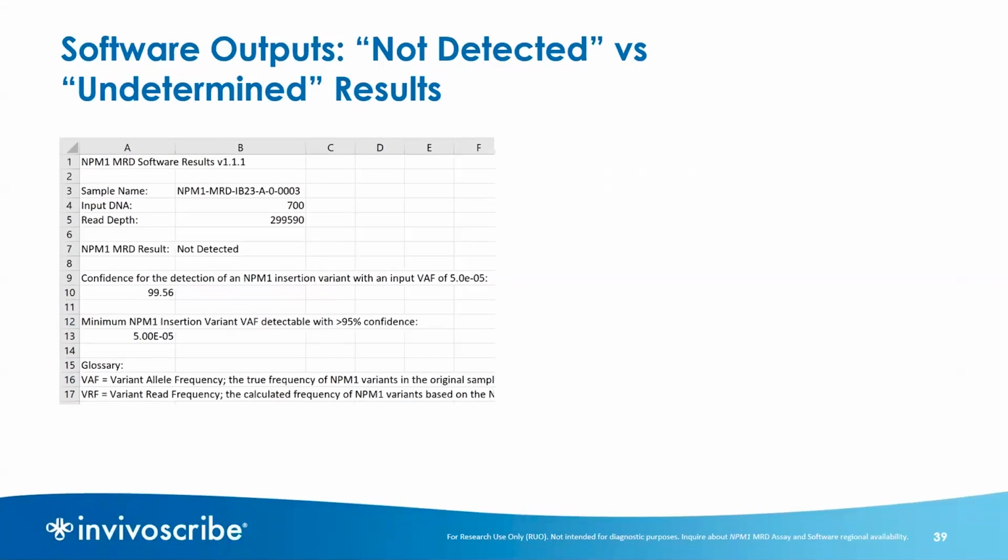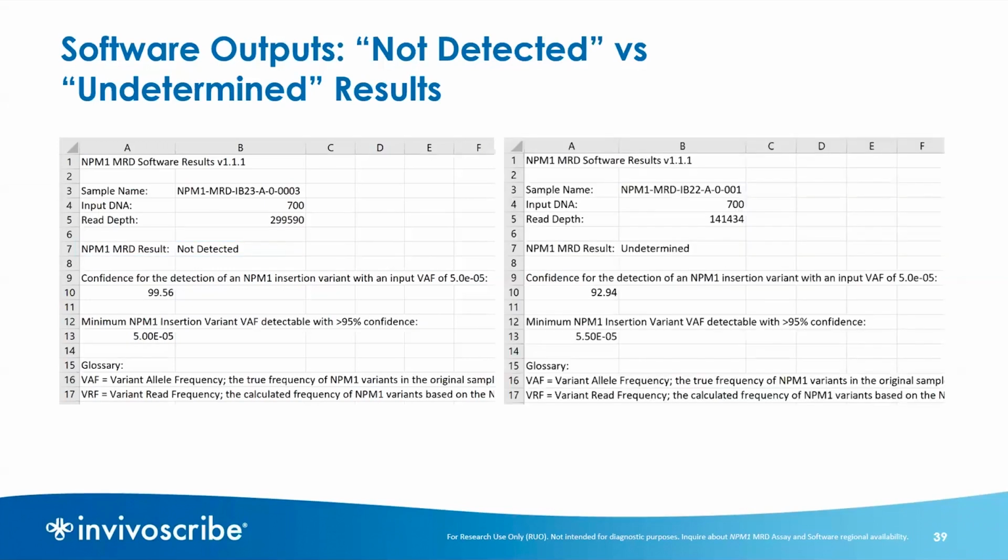So for not detected and an undetermined result, the same information is displayed that I presented for FLT3 ITD MRD software. You can see here this not detected result. You have your 99.56% confidence, so we're above our 95% threshold. You can also see we have sufficient reads and DNA amount. For an undetermined result, you can see we're below our 95% threshold at 92.94%. You can also see that the read depth is quite a bit lower, and so therefore this result is undetermined.